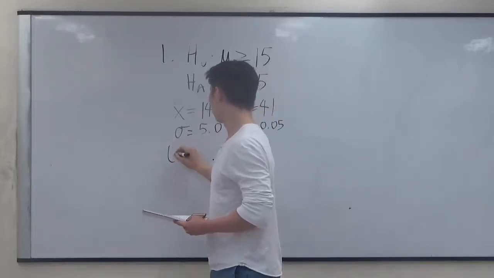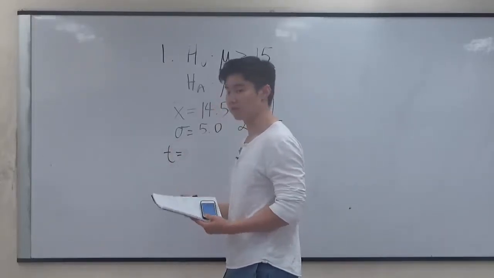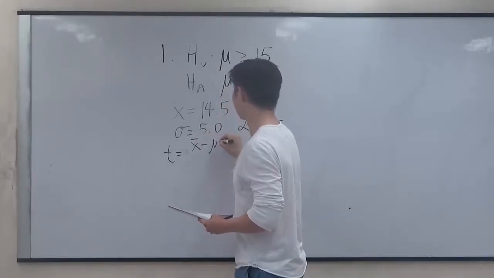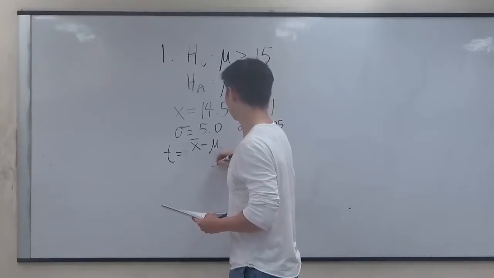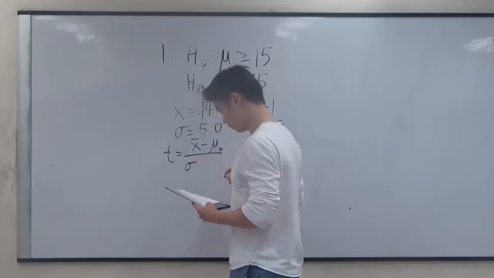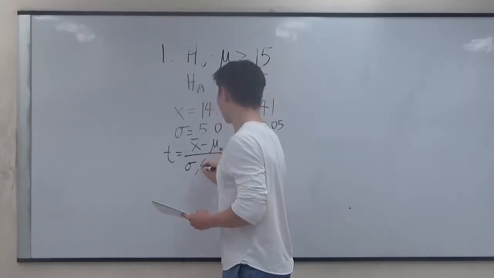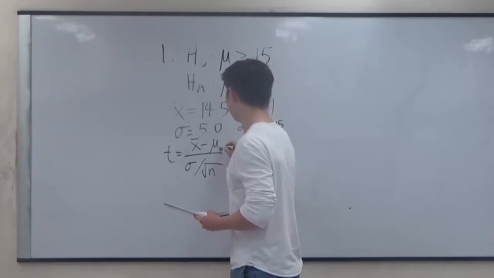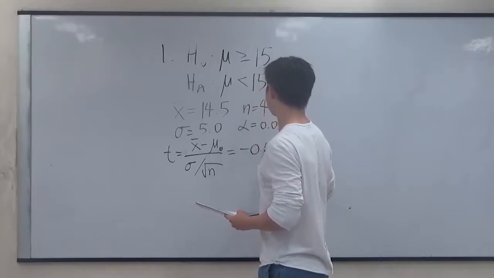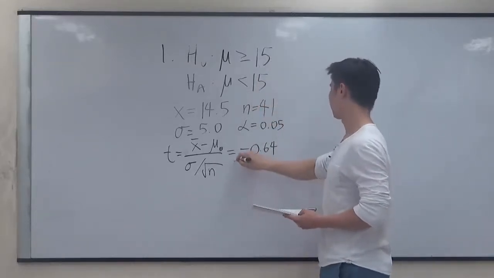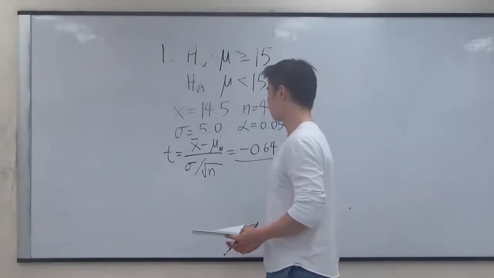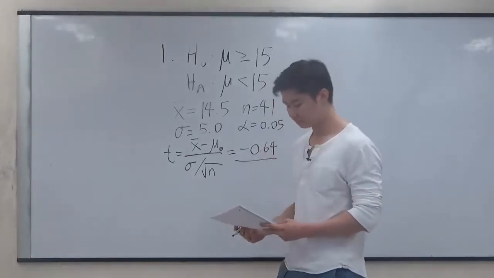Now we can write out our formula for the test statistic, which is the sample mean minus the given mean over the standard deviation from the sample divided by the square root of the sample size. And if we crunch those numbers, we get negative 0.64. Now you may be wondering, this is a negative number. It's actually totally fine because when we end up comparing it, we're comparing the absolute value.